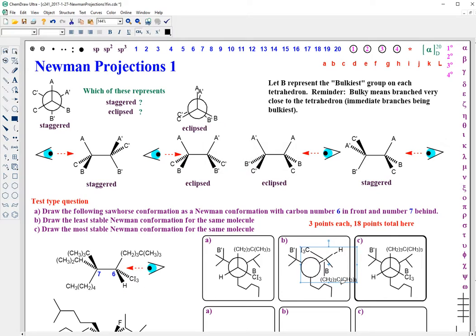180 and move it here, I will have the least stable structure. Because now the B is over here. Maybe if I color this lighter, then it's easier to see.